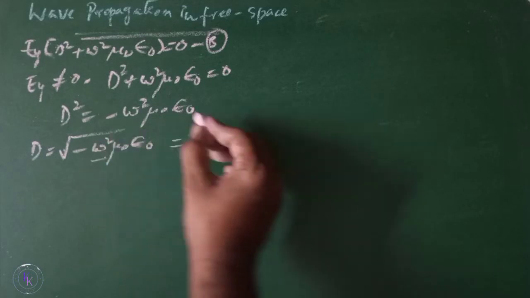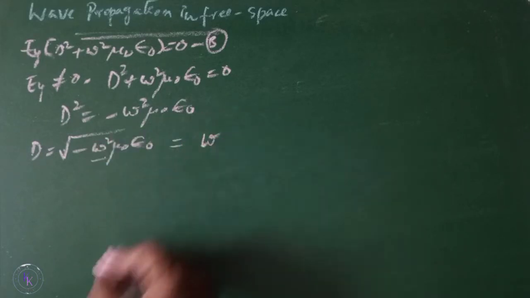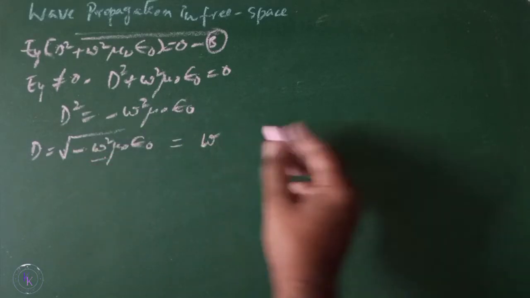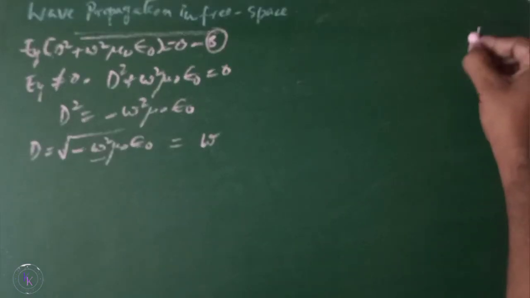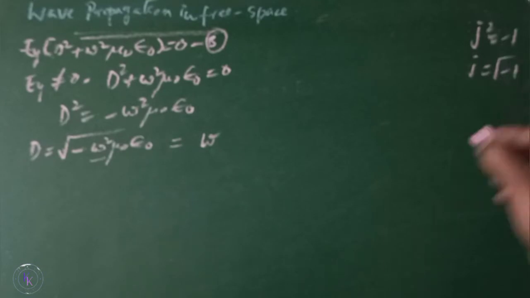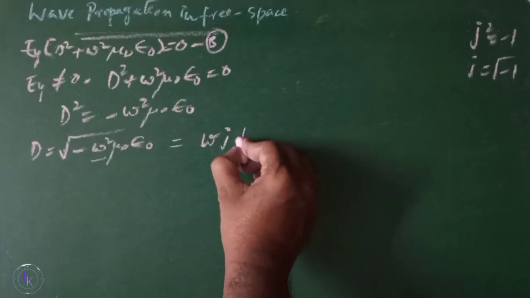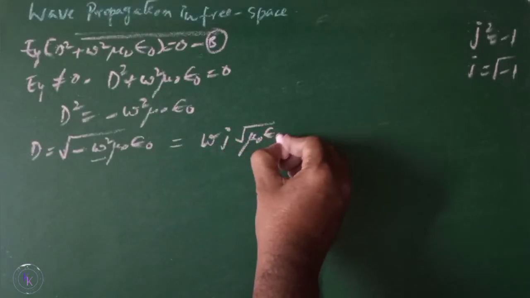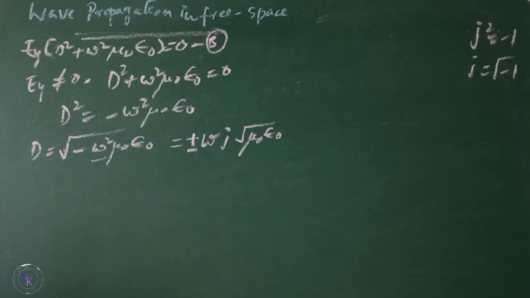Omega squared is under the square root, so I am taking it out as omega. Then minus 1: before we have seen that j squared equals minus 1, then j equals the square root of minus 1. So j comes out, giving D equals plus or minus j omega square root of mu naught epsilon naught.